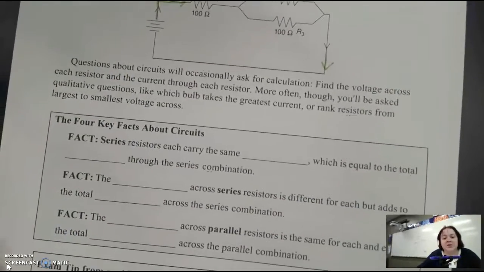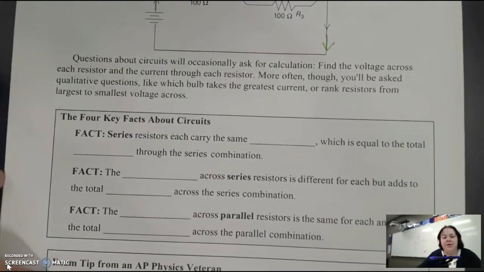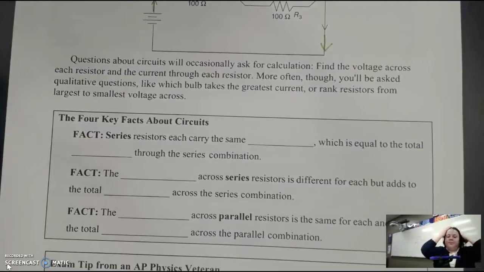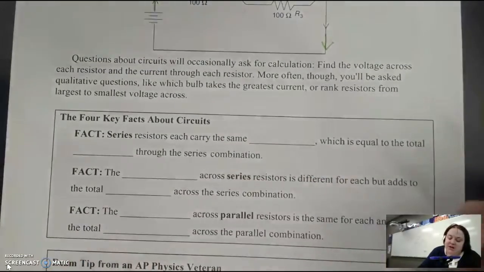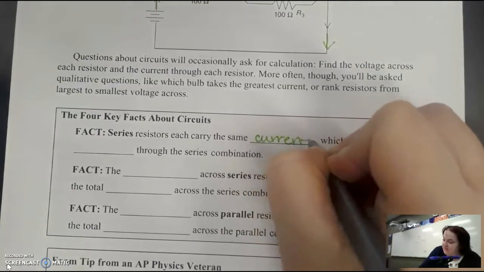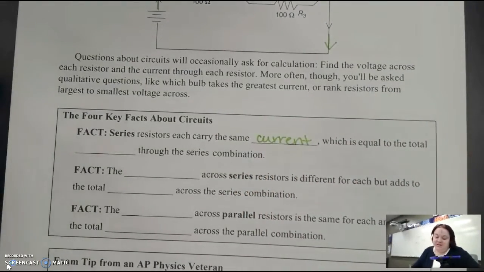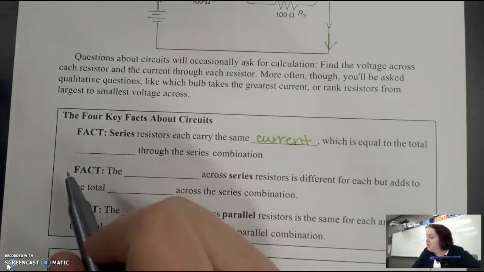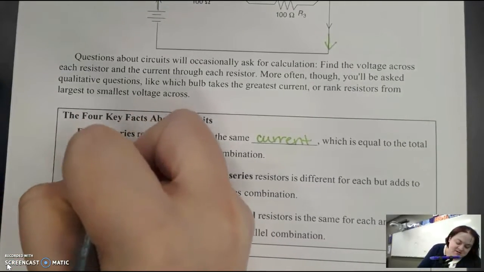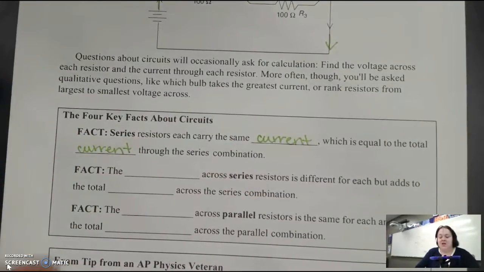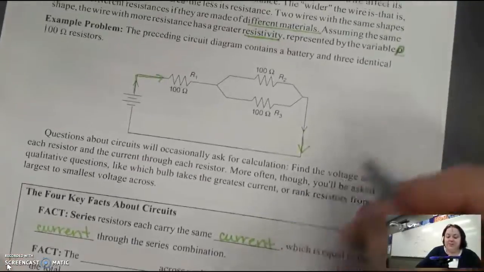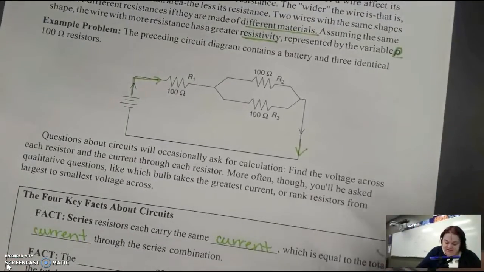So to be able to answer questions like that, we need 4 new facts. And when he says fact here, those are fact book facts again. Series resistors carry the same current, which is equal to the total current through the series combination.